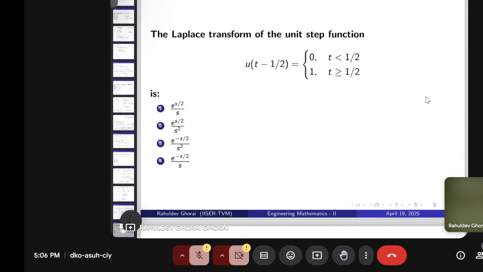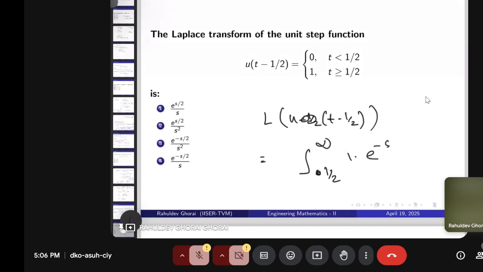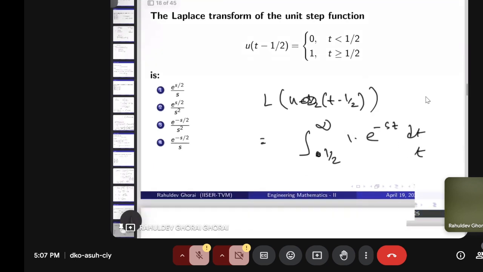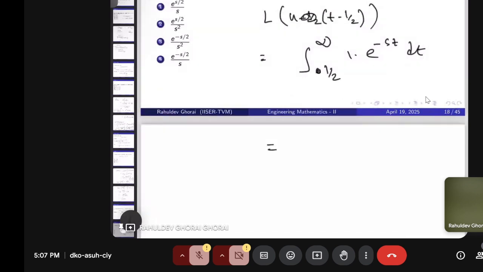So if you try to do it with the usual transformation, what will happen? The Laplace of u(t minus half) is a function defined like this, so that will be the integration from half to infinity, because for t less than half it is 0. The whole function is multiplied by 1 times e to the power minus st dt, right? That is nothing but the integral from half to infinity.